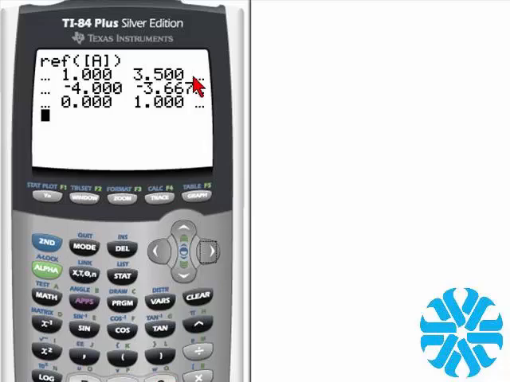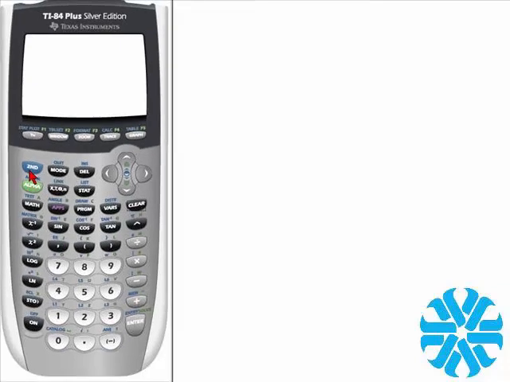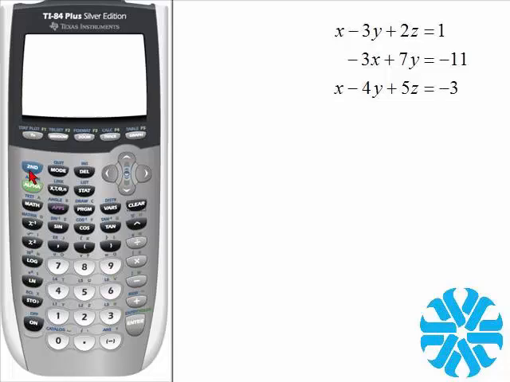Okay, so let's go ahead and clear that screen. Okay, so example number 3 will have infinitely many solutions. Use a matrix in reduced echelon form to solve the following system of equations. x subtract 3y plus 2z equals 1. Negative 3x plus 7y equals negative 11. And x minus 4y plus 5z equals negative 3.